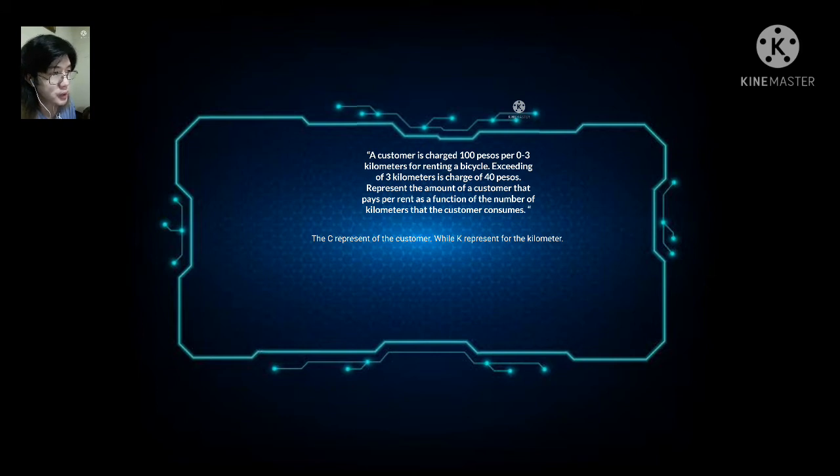The C represents the cost to the customer, while K represents the kilometers. So if K is greater than or equal to 0 and less than or equal to 3, the customer must pay 100 pesos only. But if K is greater than 3, the amount is the 100 plus the kilometers exceeded, which is the 40 pesos.